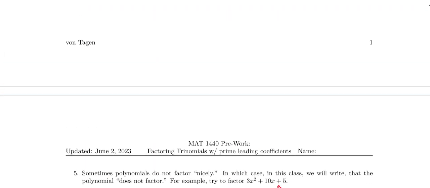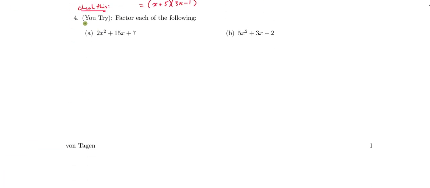Okay, that wraps us up. What I want you to do is go ahead and try number 4 on your own. So for these two problems, I'll get this one started for you. You're going to have a leading coefficient of 2 and a trailing coefficient of 7, and you'll have 1 times 2, and you'll have 1 times 7, and then I want you to go ahead and start factoring this using this method that we've discussed.